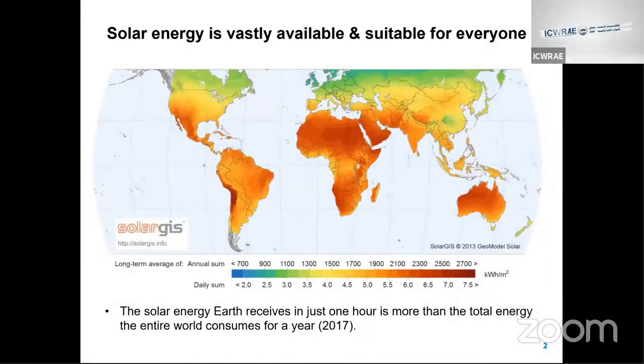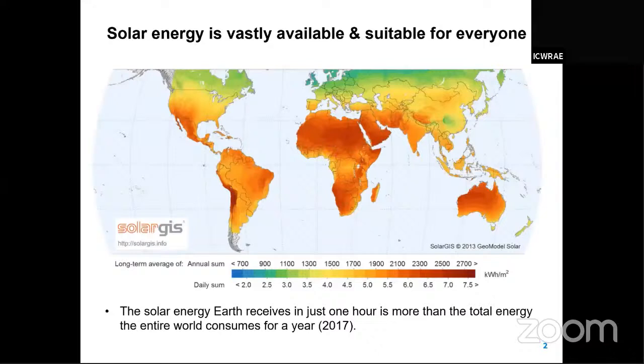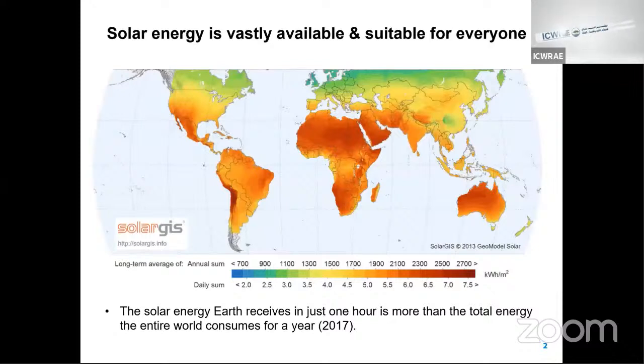So solar energy is abundantly available and is suitable for most of us, if not everyone. Now, one very inspirational fact states that the amount of solar energy our Earth receives within just 1 hour is already more than what is required to power the entire world for 1 full year. Solar energy is clean, solar energy is free. So we should use as much solar energy as possible.